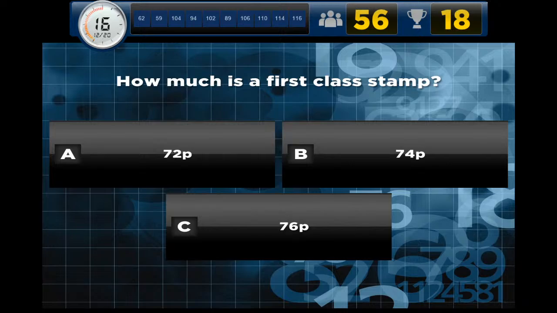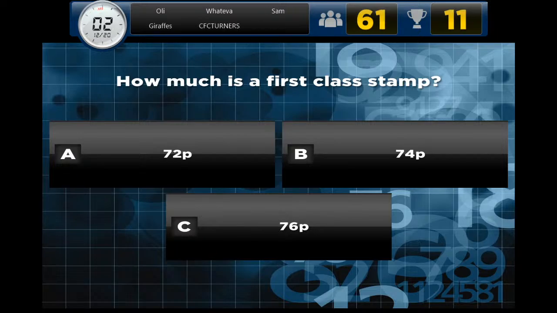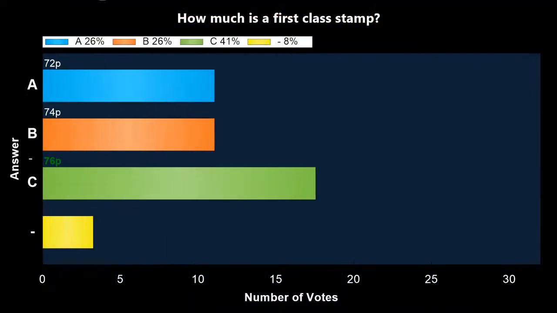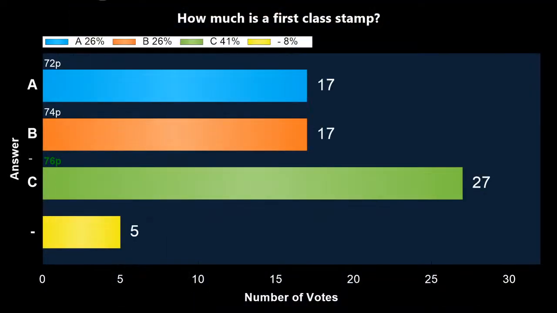So the cost of a first class stamp, 72p, 74p or 76p. 10 seconds remain. And the answer is 76p. So C was the correct answer. That's chosen by most of you, 27. Well, the most popular answer anyway.